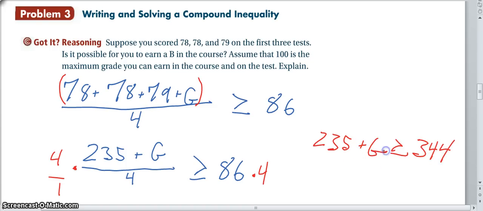Let's make sure that looks like a G, not a 6. All right, so now I have my variable added to a constant, and it's greater than a constant. So to get rid of this constant over here, it's positive, so we want to, that is right, subtract. I'm just assuming that you have all the right answers. So when I take 344 and subtract my 235, I get 109.